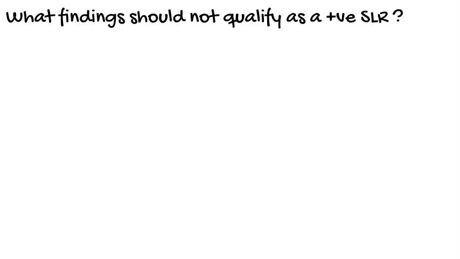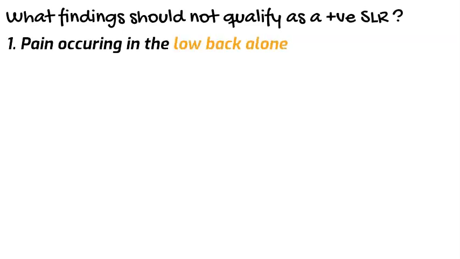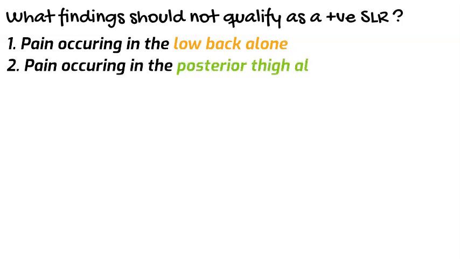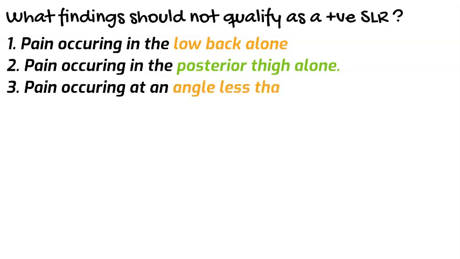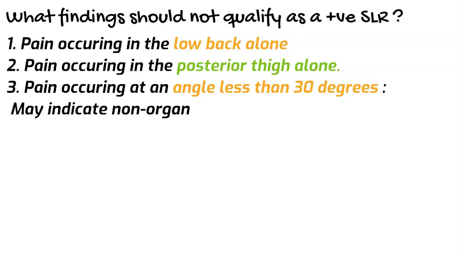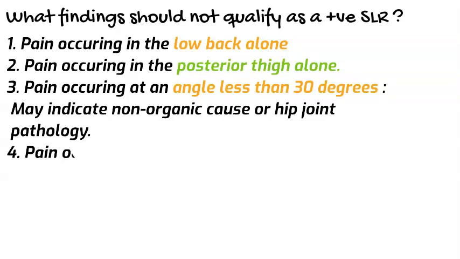What findings should not qualify as a positive SLR? Number 1. Pain occurring in the low back alone. 2. Pain occurring in the posterior thigh alone. 3. Pain occurring at an angle less than 30 degrees. It may indicate non-organic cause or hip joint pathology.